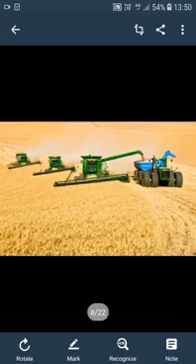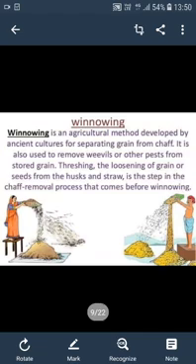What do you mean by chaff, children? It is a mixture of dry leaves, stem and seed covering. These need to be removed before the grain is ground to make flour. So this is done by the next process called winnowing.